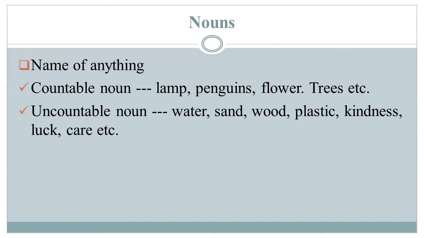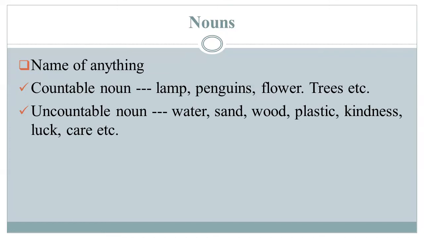Uncountable noun is the name of things that we cannot count. Some of uncountable nouns are water, sand, wood, plastic, kindness, luck, care. We cannot count the materials and also we cannot count the qualities of kindness, freedom, like this. So practice all the exercises of lesson 1, 2 and 3. That is very important for your exams.